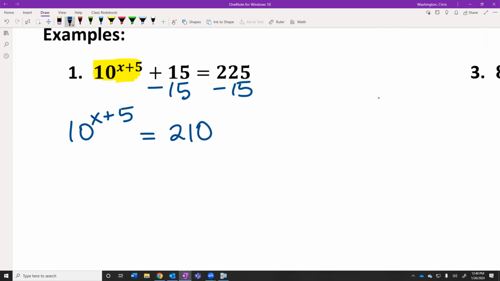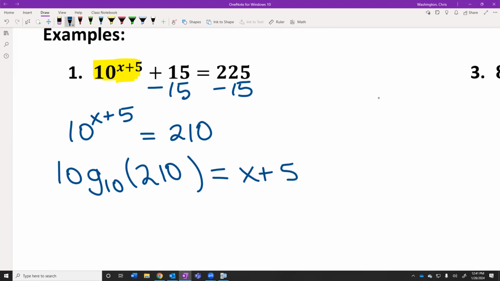Now that the exponential piece, the base and the exponent, are together by itself, nothing else except the base and the exponent on the left, we can now rewrite this as a logarithm. The base is 10, and remember the logarithm and the exponential are just inverses of each other. So we're using this inverse property of exponentials to help us solve this equation. The x plus 5, which is the input, and the 210, which is the output, are going to switch places. The 210 ends up over here on the left, and the x plus 5 on the right.